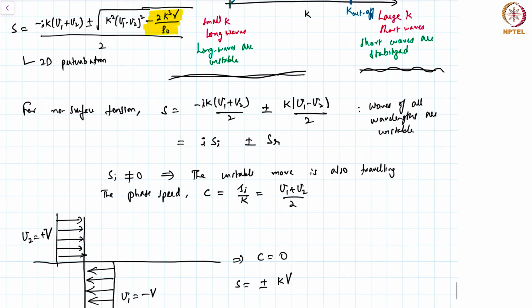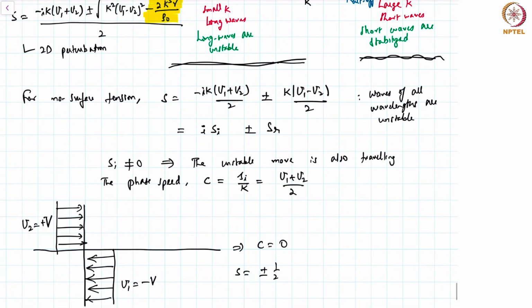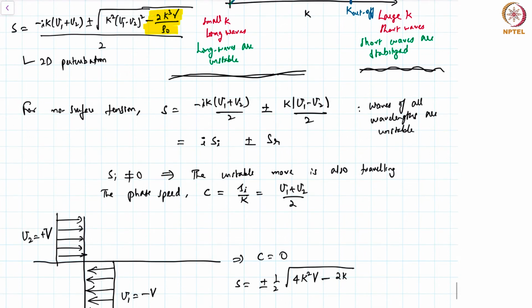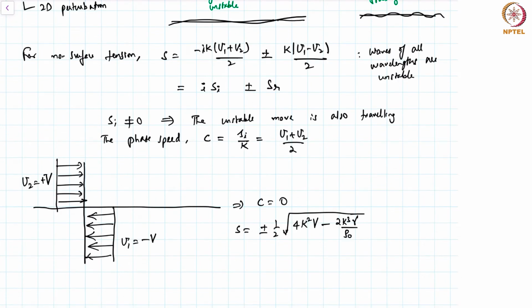Well, let's write down the full thing here. So I have half square root of 4k square V square minus 2k cube gamma by rho naught. This is the growth rate. Growth rate Sr will simply be half square root of 4k square capital V square minus 2k cube gamma by rho naught. So this is my growth rate.